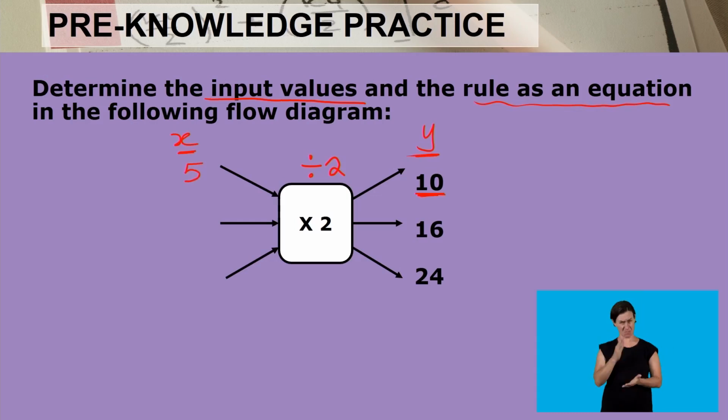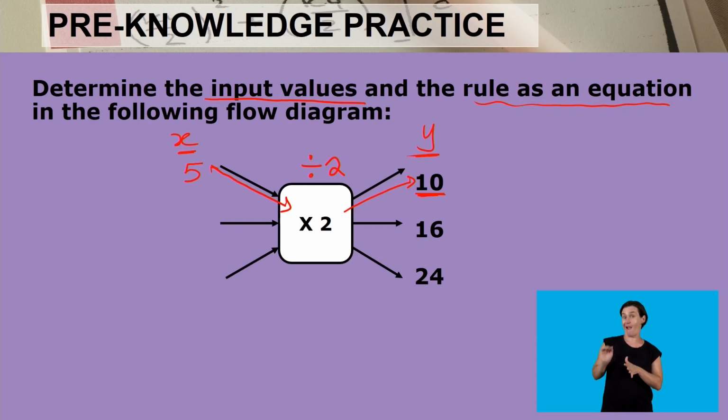And just to make sure that we have our input value correctly, if we take that 5 and put it into our rule, which is multiply by 2, what is the answer when we say 5 multiplied by 2? Yes, you are correct. The answer is indeed a 10. Let's do the same for the other output values that we have there.